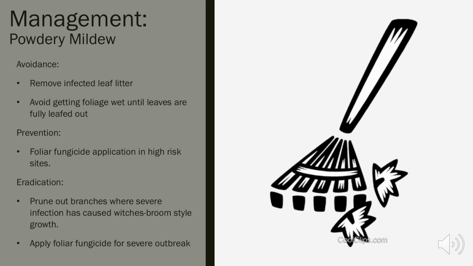For prevention, foliar fungicide applications can be used in high-risk sites. So if you have multiple trees that have already had it or currently have it and you're worried about another one of your hosts getting infected, you can use foliar fungicide. And then eradication: some branches, when the powdery mildew has infected the terminal bud, will have witch's broom style growth. Those infected branches should be pruned out during the dormant season.